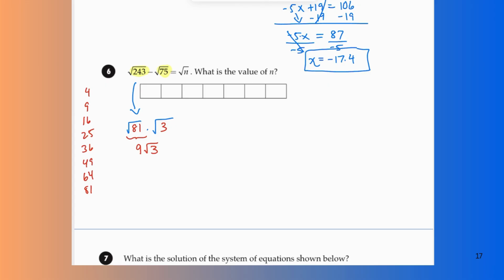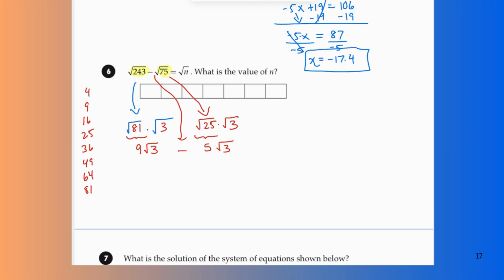Now I'm going to do the same thing with the square root of 75. So again, you're looking for the biggest perfect square that goes into 75. Hopefully you see that that is 25. So the square root of 25 times the square root of 3 is the same thing as the square root of 75. But the square root of 25 is just 5. Bring down radical 3, and now I'm going to bring down that minus sign. Now we have the same number inside of that radical sign.